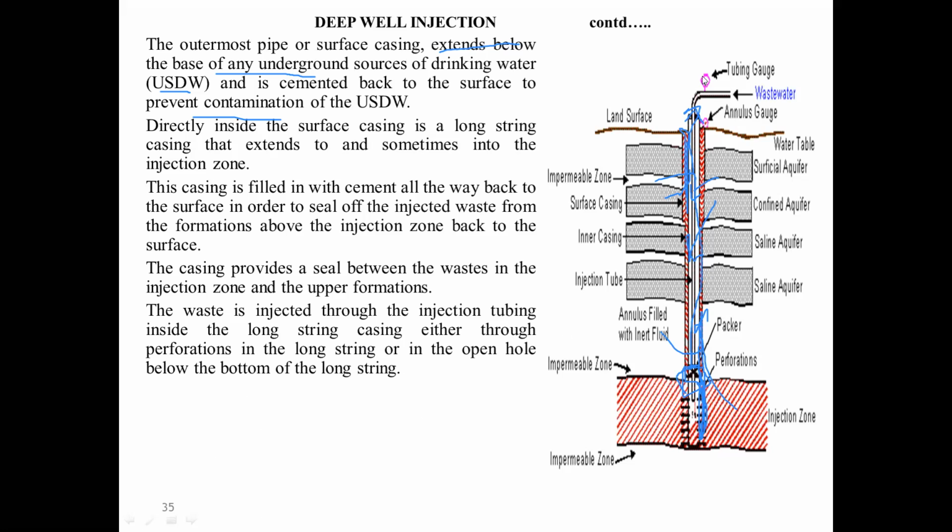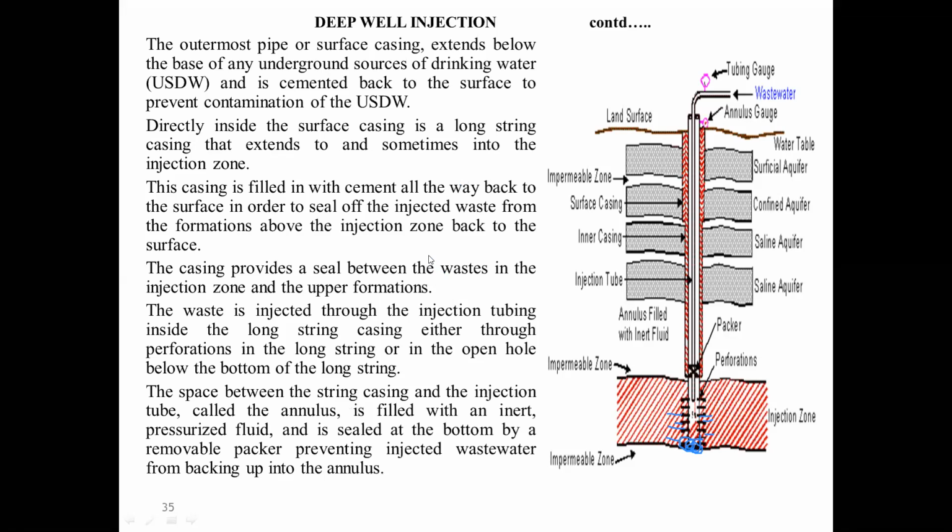At this point, you can see that either there may be perforations, as has been shown over here, or only one end point can be taken, and they are going to be injecting, so that all the waste can be injected at the deep well, or at the end of the deep well. So the space between the string casing and the injection tube is what we call the annulus gauging. Annulus gauging is the space which we have between the string and the injection tube, right?